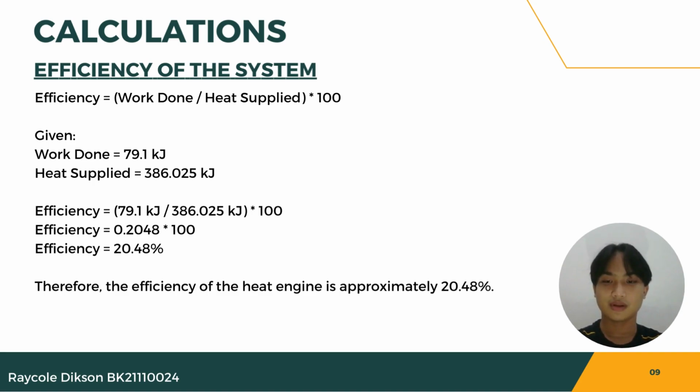79.1 kilojoule divided by 386.025 kilojoule times 100, and the final value will be 20.48%. Therefore, the efficiency of the heat engine is approximately 20.48%. That's all from me.